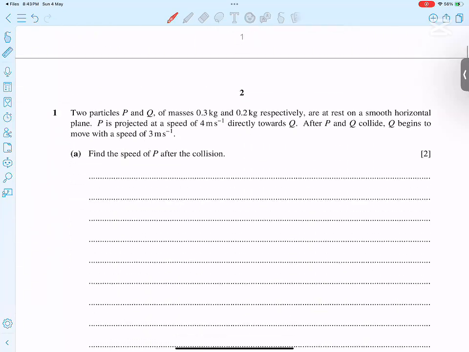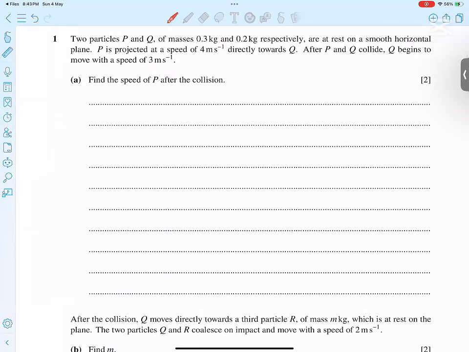So, question number one. Two particles, P and Q, with masses 0.3 and 0.2, on a smooth horizontal plane. So friction is 0. And P is projected with a speed of 4 towards Q. All right. And they collide, and Q begins to move with a speed of 3. So have a look here. What is the technique to do it?